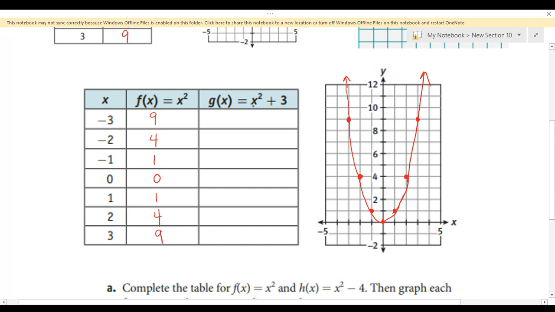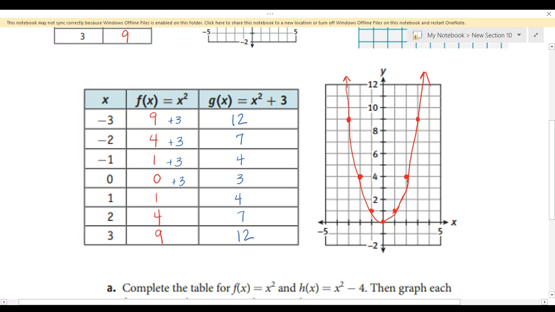Now, what happens to our parent function, or x squared, if we add a 3 to it? If I have negative 3 squared is 9, so 9 plus 3 is 12. I added 3 to my parent function each time. 4 plus 3 is 7. 1 plus 3 is 4. 0 plus 3 is 3. And I get the same thing on the other side. Let's watch and see what happens when we add 3.